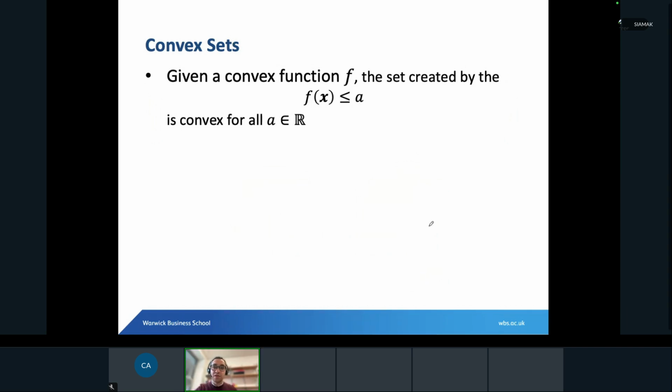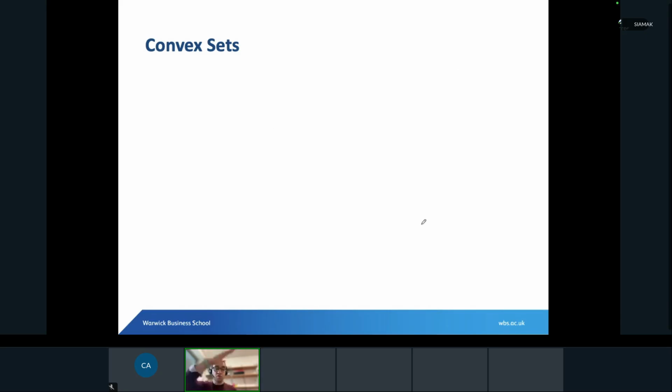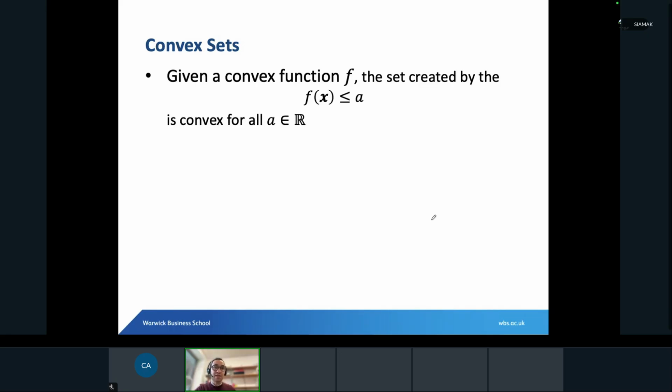Is the feasible region of a linear program a convex set? Remember that I told you, when you move the isocost lines, it's always inside the feasible region. If you choose any points in the feasible region of an LP, the line always stays in the set. Given a convex function f, the set created by this convex function becomes a convex set.